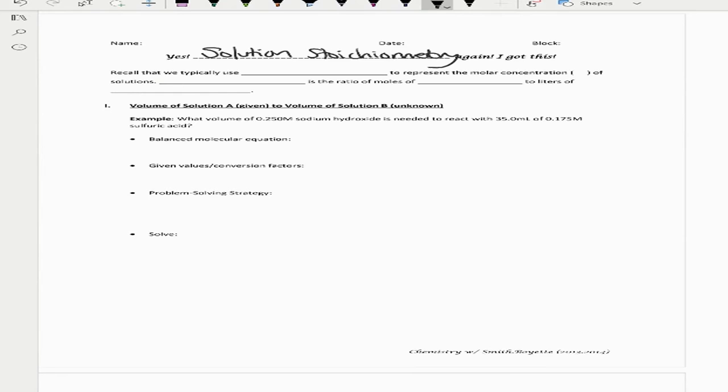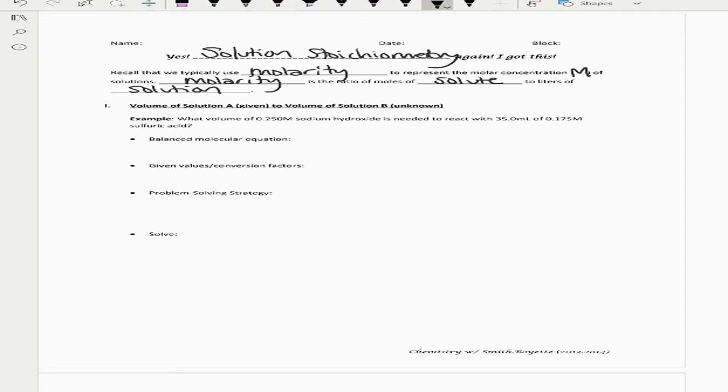The topic we're going to cover right now is solution stoichiometry. Recall that we typically use molarity, big M, to represent the molar concentration of solutions. Molarity is a ratio of the moles of solute to liters of solution. Remember that at the end of Chem 2, we were solving solution stoichiometry problems.